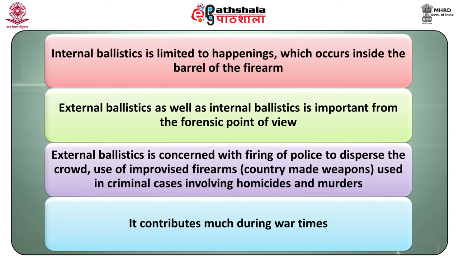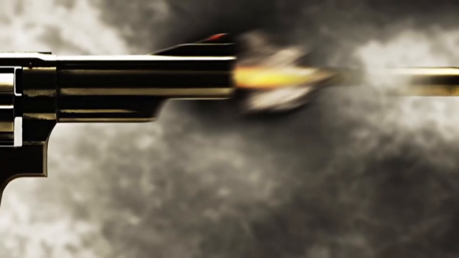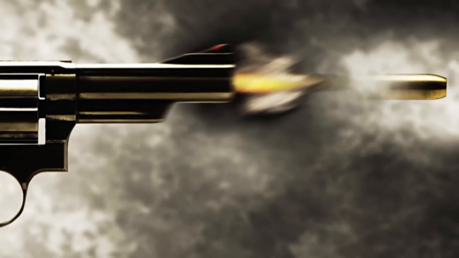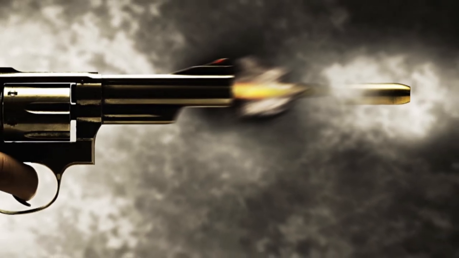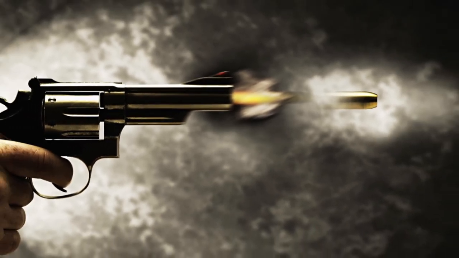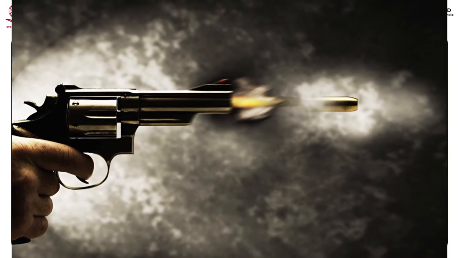External ballistics is concerned with firing of pellets to disperse the crowd, use of improvised firearms used in criminal cases involving homicides and murders. It contributes much during war times. In peacetime, it plays an important role in space travel where atmosphere is absent and projectile moves in vacuum.